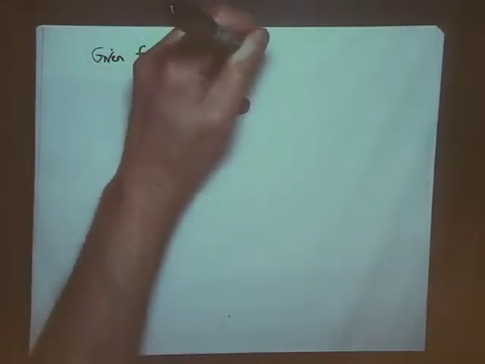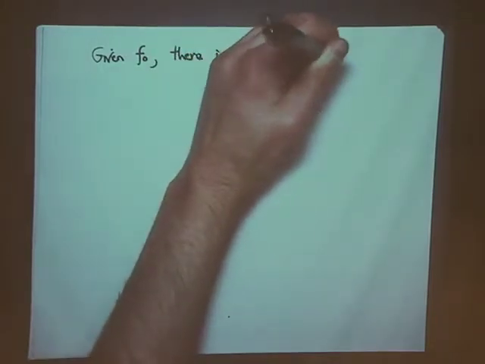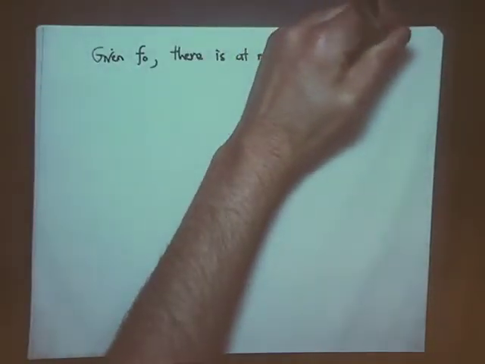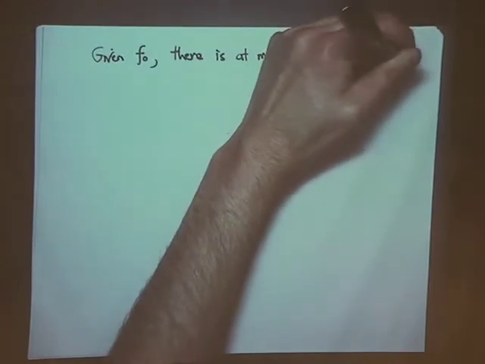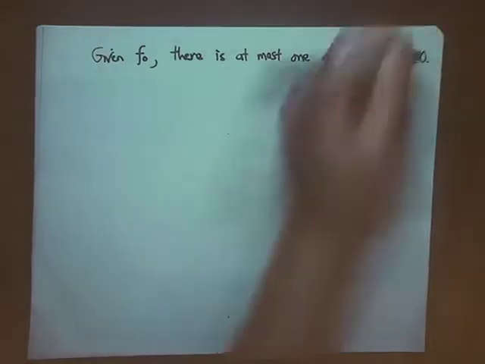Well, there is at most one. There's at most one g1 such that this partial becomes zero. And that's just because of the formula for this. If you already know what f0 is, g1 has to be a particular thing. In fact, there might not be any g1s that make this polynomial identically zero.